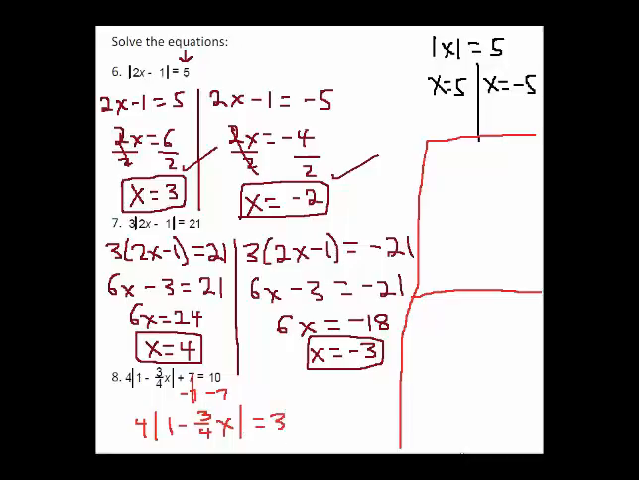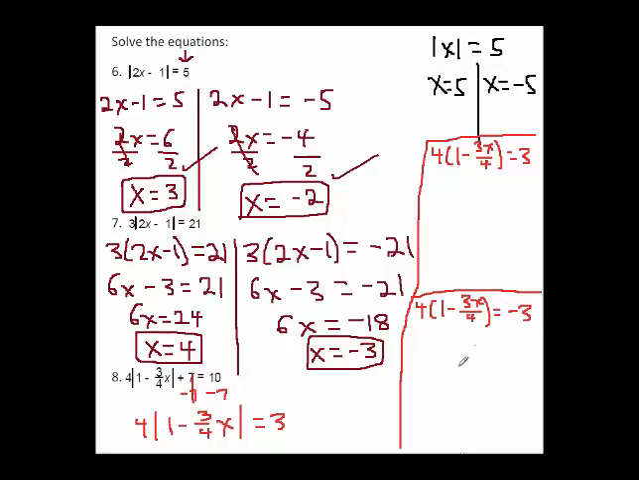Now we can set each side equal to either positive 3 or negative 3. So 4 times (1 minus, and instead of 3/4 x, we can use 3x over 4) equals 3. And on the bottom, we can use the same thing, 4 times (1 minus 3x over 4). That just makes it a little easier, equals negative 3.